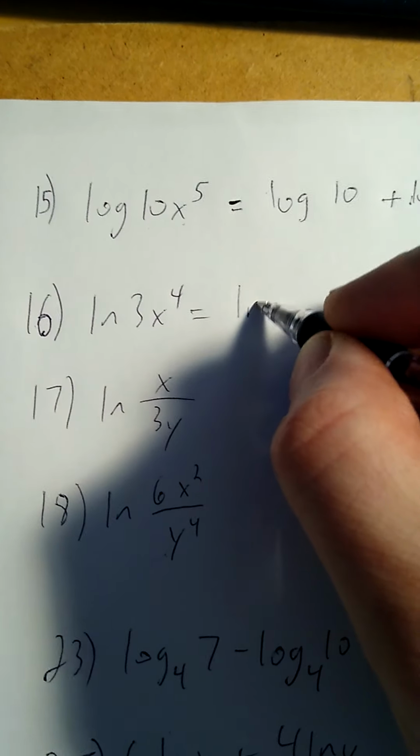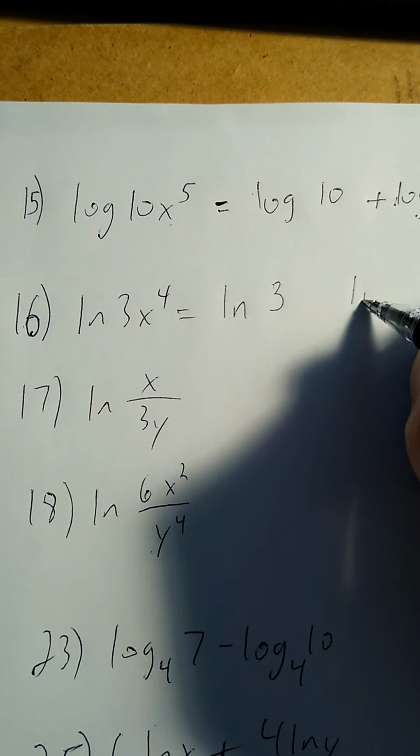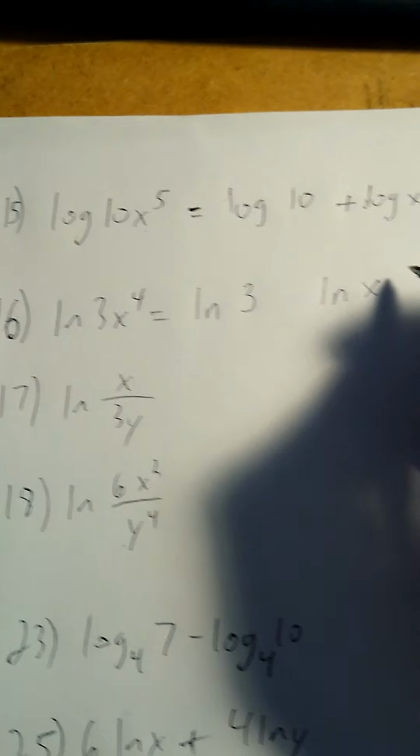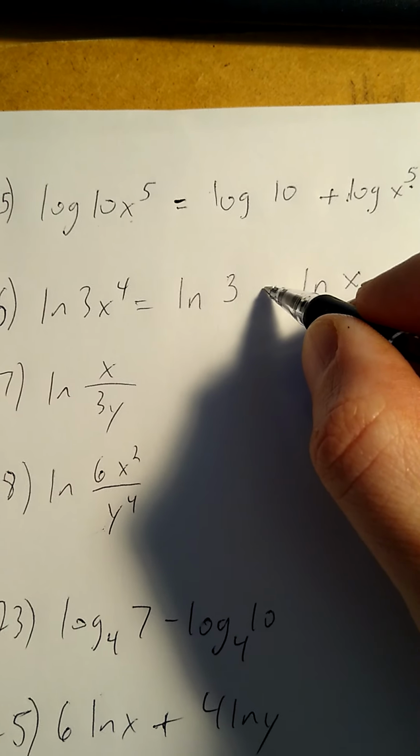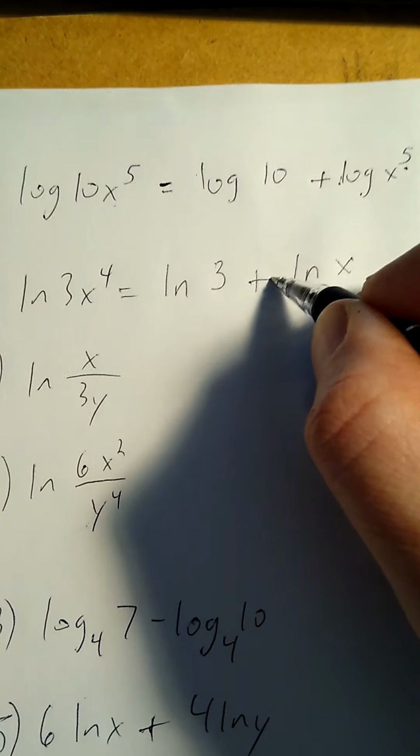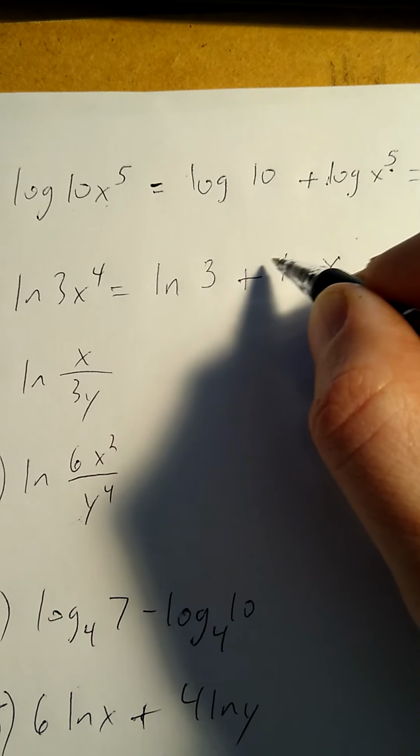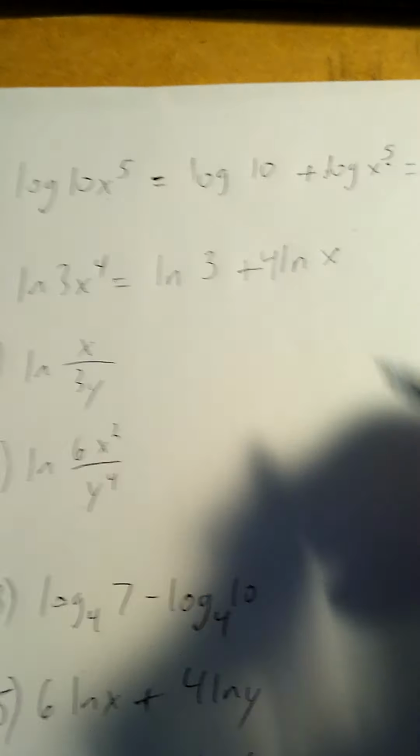Second one is very similar. Both the 3 and the x to the 4th are going to get a logarithm, ln. They're being multiplied, so I add. Exponent of 4 comes in front and becomes a coefficient.